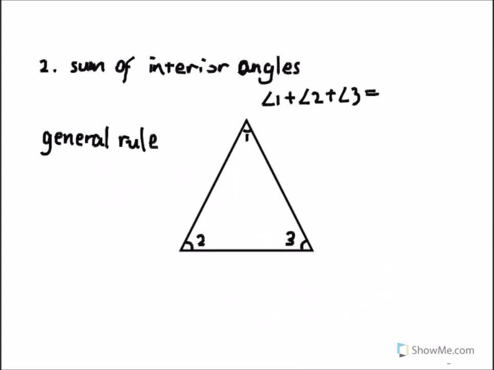Continuing, let's talk about the sum of interior angles. First, let's talk about triangles. So here we've got a triangle, and I've named interior angles angle 1, angle 2, and angle 3. And the formula would be angle 1 plus angle 2 plus angle 3 equals 180.